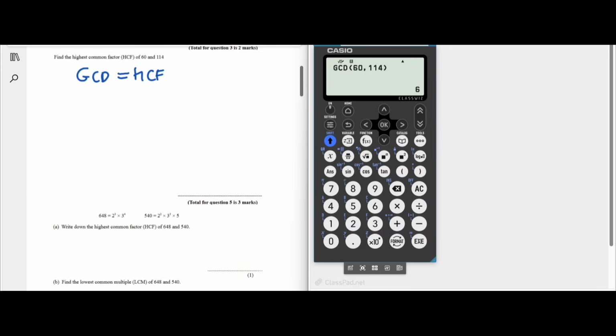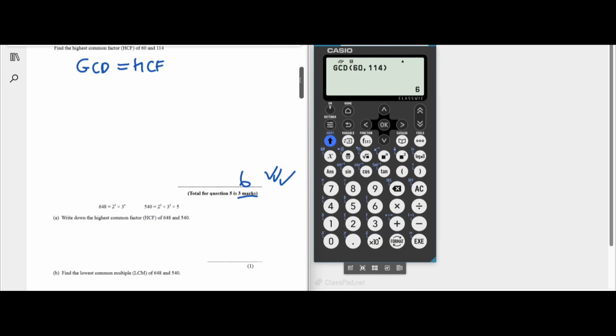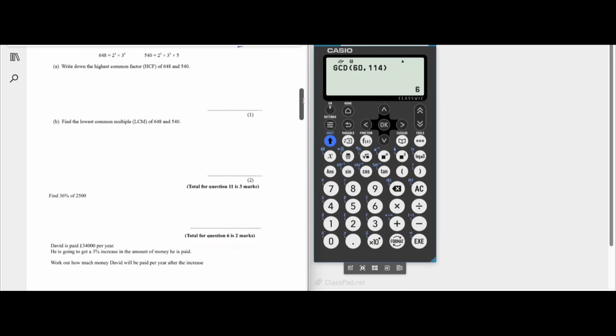Again 3 marks here, and all you need to do is write an answer of 6 and you will get all 3 marks. The other marks are only for if your answer is incorrect, then you get marks for your working, but a correct answer here scores 3 marks. It's as simple as that, and it's going to save you a whole load of time having to draw factor trees. Works the same with a question like this.